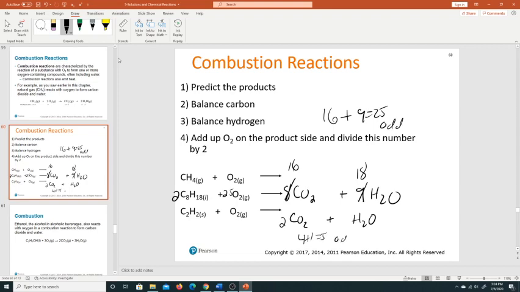Again, since this is odd, we're going to need to put 5 in front of O2 and double the rest. So it'll be 2 in front of C2H2. 4 will now be in front of CO2. And 2 in front of water. Now it's balanced.